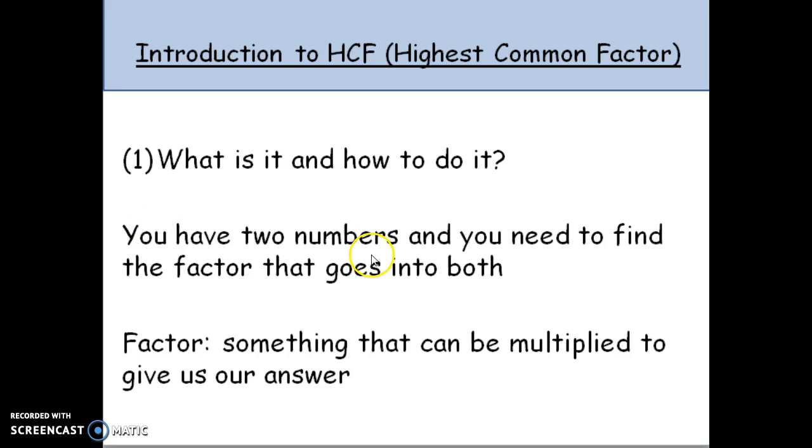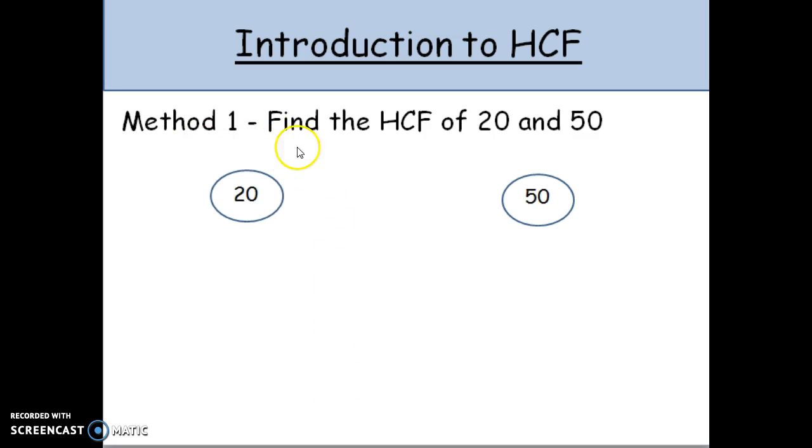You have two numbers and you need to find the factor that goes into both. And the factor is something that can be multiplied to give us our answer. So method 1, find the HCF of 20 and 50.